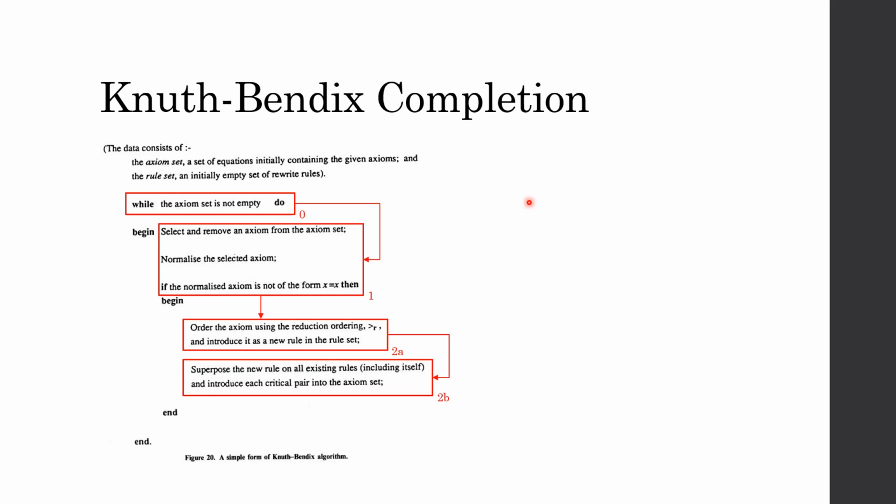After you superpose, you get a critical pair. When you get the critical pair, you can make an equation, and that equation goes back to the axiom set. After that, same thing again: normalize it if there is anything to normalize. Then you continue on, keep on doing this loop while the axiom set is not empty.